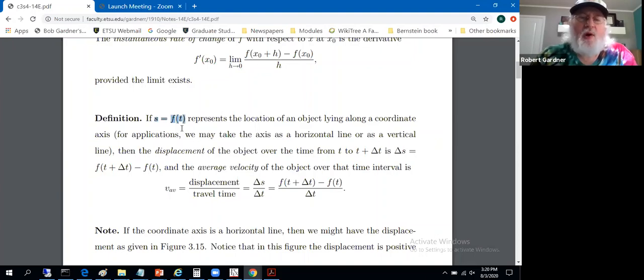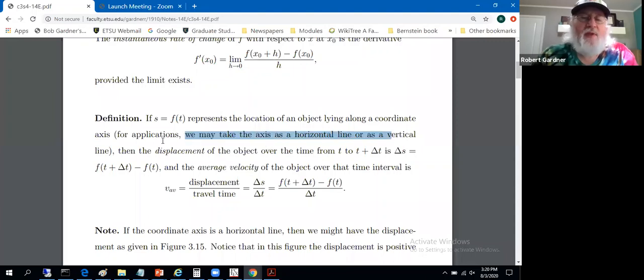So we're dealing with a particle that it's located on a line and it moves left and right along a horizontal line, or it moves up and down along a vertical line as a function of time. So we'll have such a situation. We'll have position represented as a function of time. We'll take this point that's produced, this object to lie along a coordinate axis. We could take the coordinate axis to be a horizontal line or a vertical line. We'll do both. Vertical lines are more common applications.